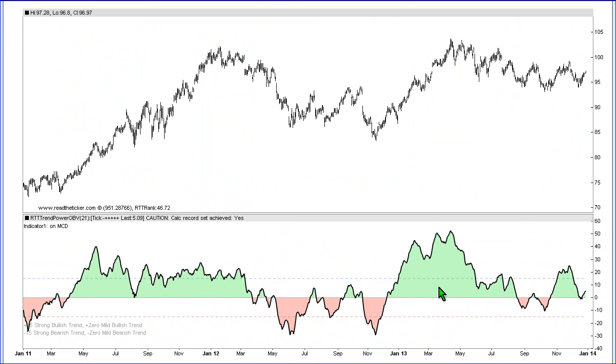If you're bearish, you want to see a failure at the +15 or a failure at the 0. Extremely bearish, see a failure at the -15. So those standard understandings about the RTTTrendPowerOBV are still in place. I want to take you into a more detailed, advanced look at this indicator.